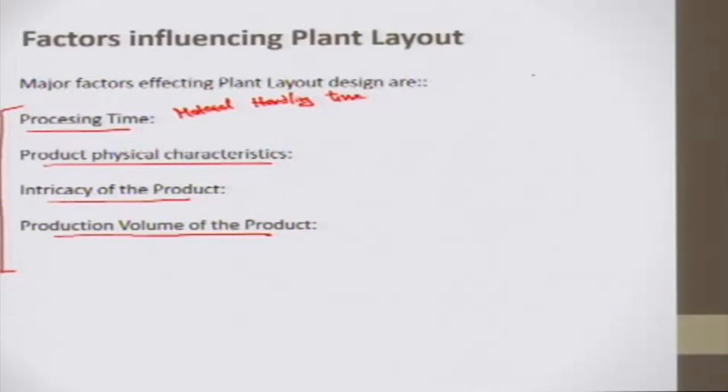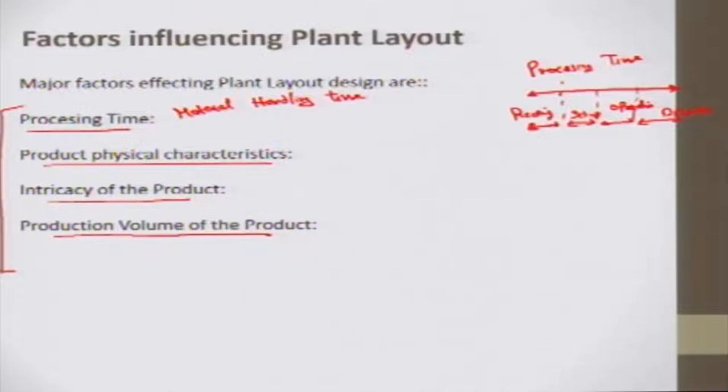So when I say processing time, or product manufacturing time, if this is the time span and I divide it into various parts, this is setup, this is actual operation, and this is dispatch, and here we have the receiving from the previous unit.